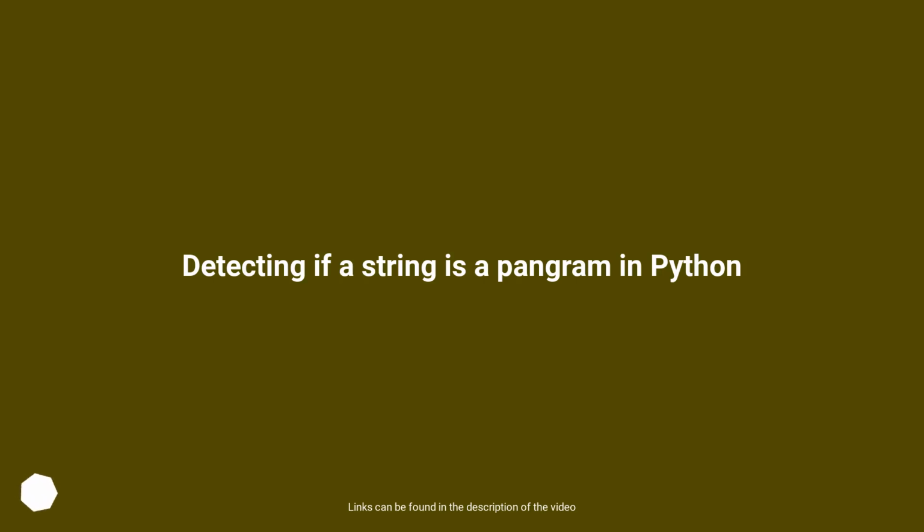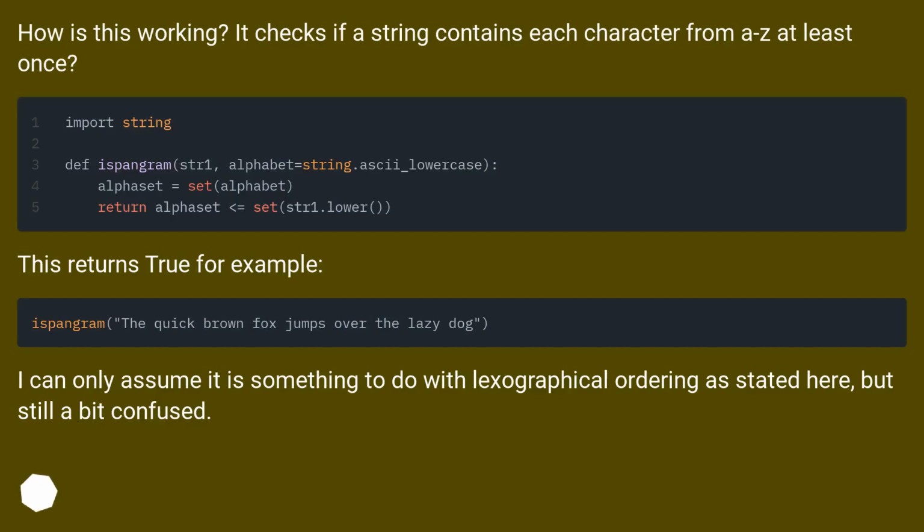Detecting if a string is a pangram in Python. How is this working? It checks if a string contains each character from A to Z at least once. This returns true, for example. I can only assume it is something to do with lexicographical ordering as stated here, but still a bit confused.